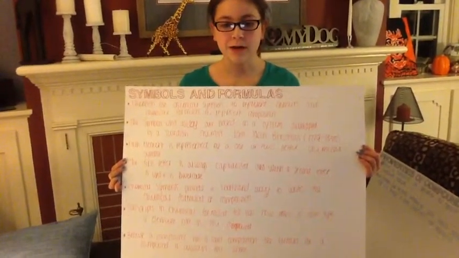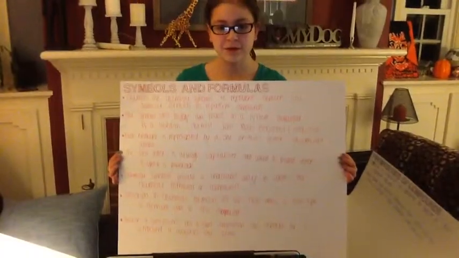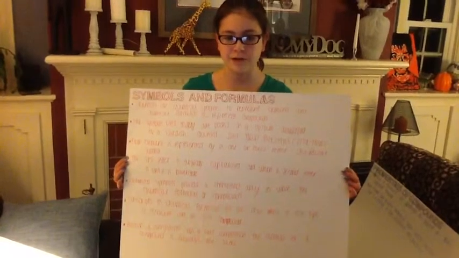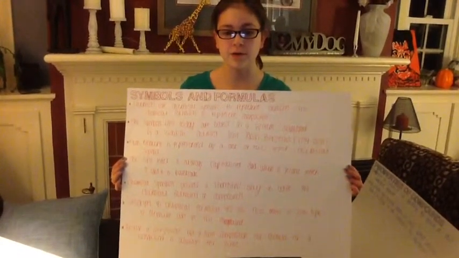Chemical symbols provide a shorthand way to write the chemical formulas of compounds. Subscripts in chemical formulas tell you how many of each type of element are in the compound. Because a compound has a fixed composition, the formula for a compound is always the same.